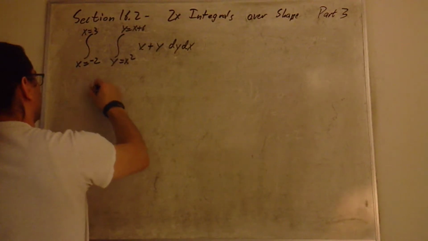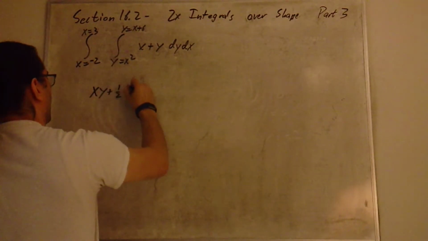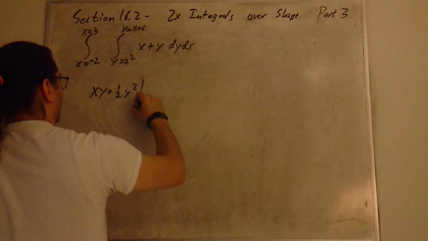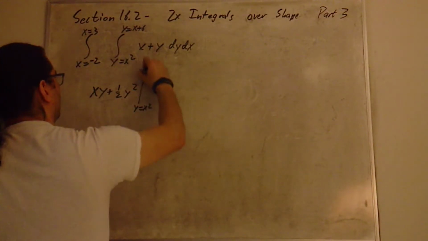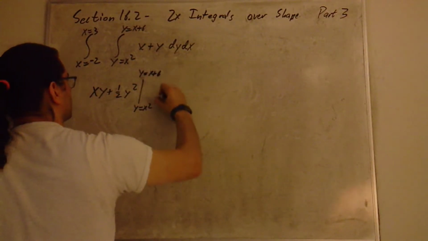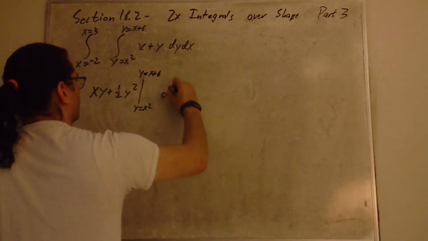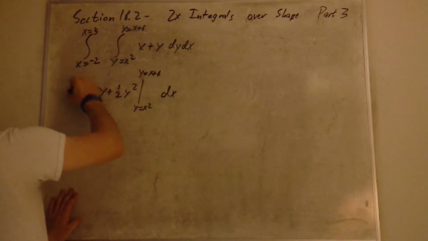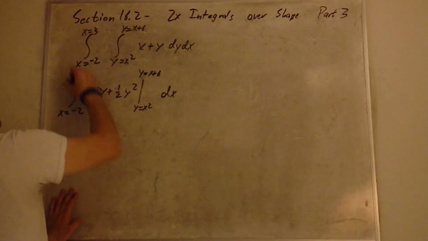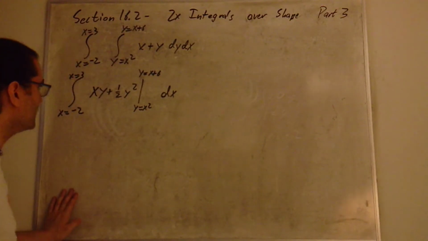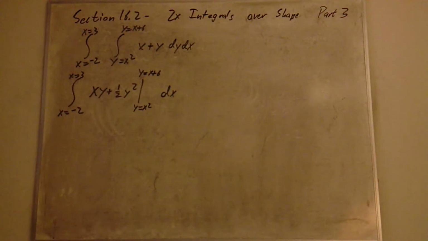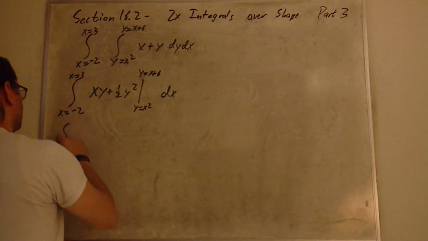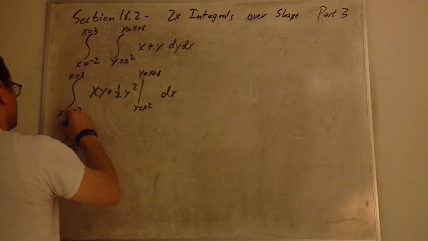We'll say I have an xy and 1/2 y squared, evaluating that at y equals x squared, and at y equals x plus 6. Dx gets to hang out on the back end. The integral x from -2 to x equals 3 gets to hang out on the front. Now I need to evaluate. X equals -2, x equals 3.